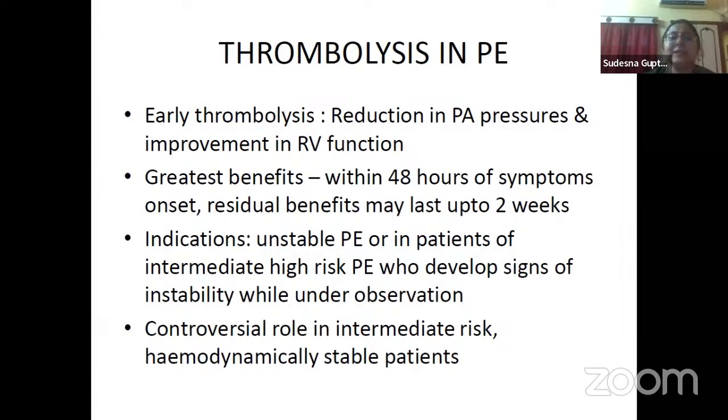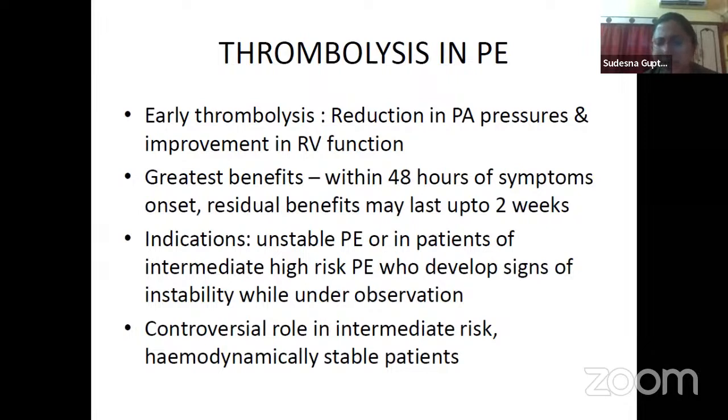Now the thrombolysis. Early thrombolysis, obviously, is the cornerstone because it helps in reduction of the PA pressures and improvement of the RV function. Within 48 hours of onset, it gives the greatest benefit, but it may be extended up to 2 weeks depending on the individual case scenario. The most important indication is any kind of unstable PE, or in patients of intermediate high risk who have developed signs of instability while under observation, go for thrombolysis.